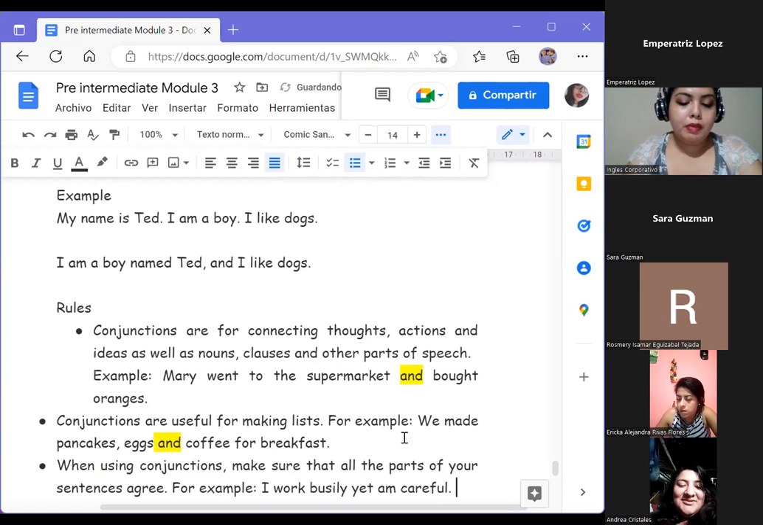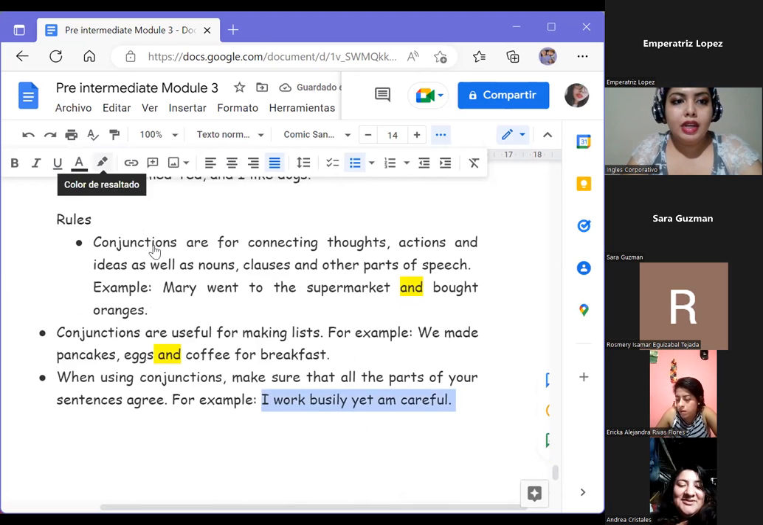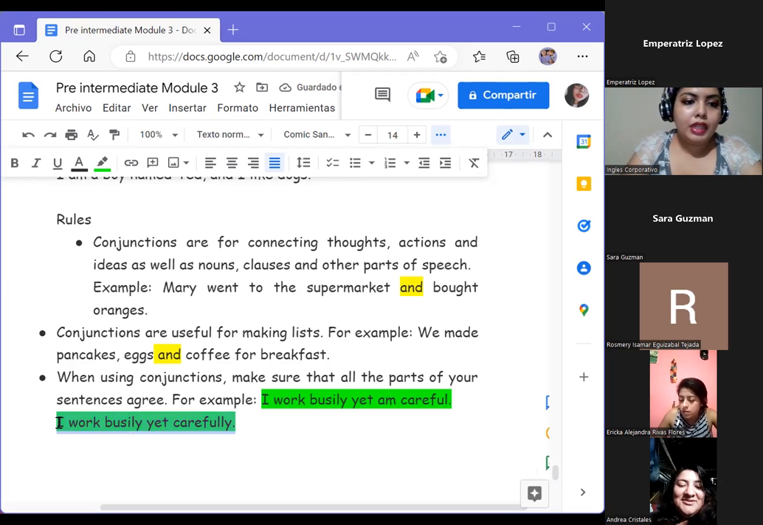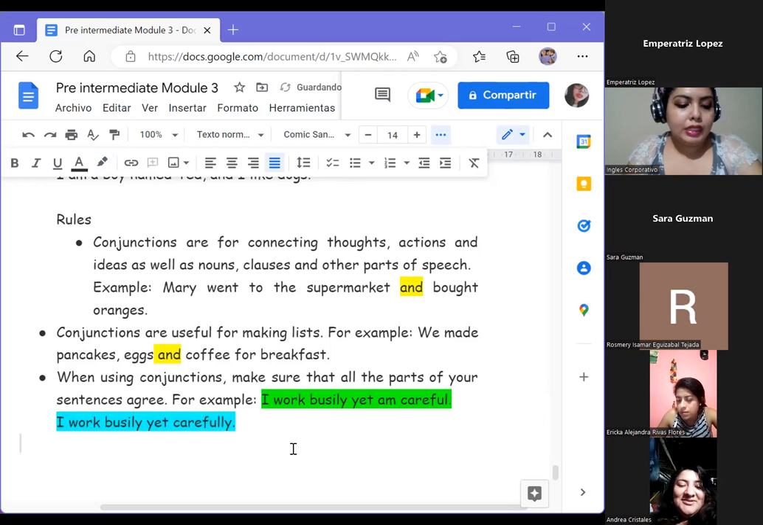This one we're going to mark in a different color because in this case, we are not making the sentence agree. But then we have this one that says, I wear peacefully. I would change the color. Yes, carefully. In this case, we're using something that agrees with this statement. So in that case, we need to make the statement agree with the things that we are writing.